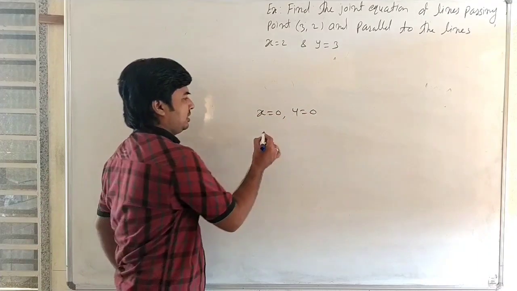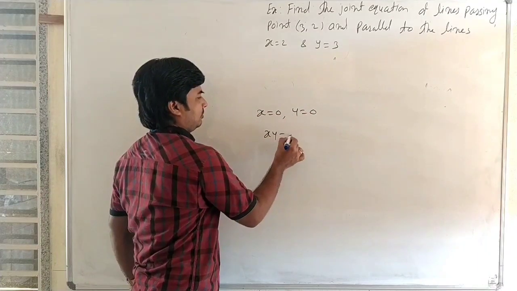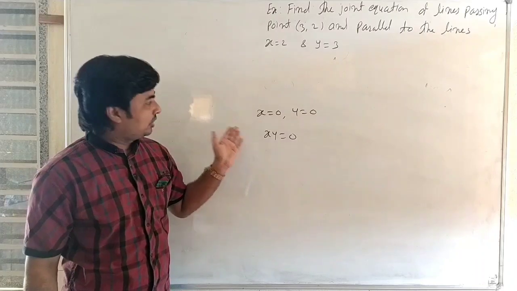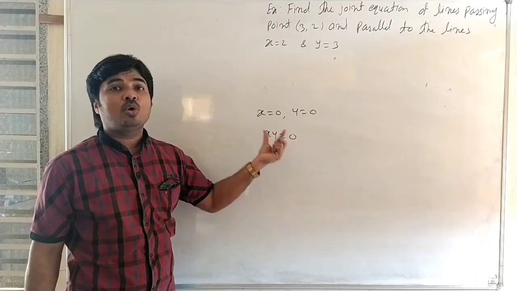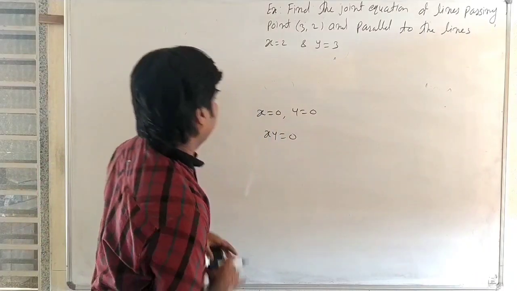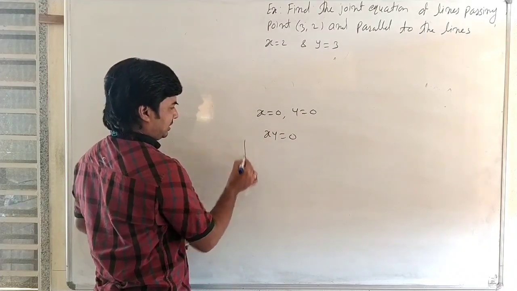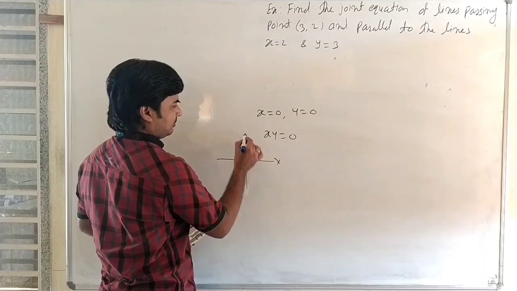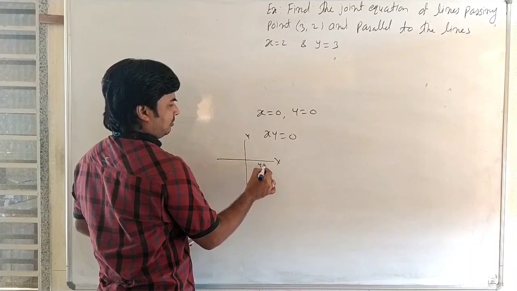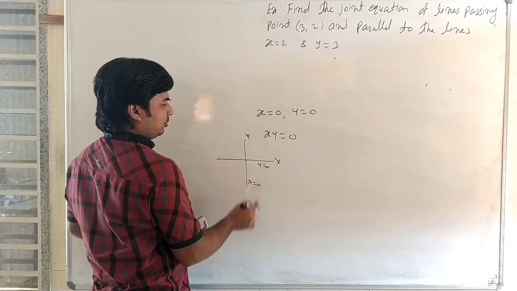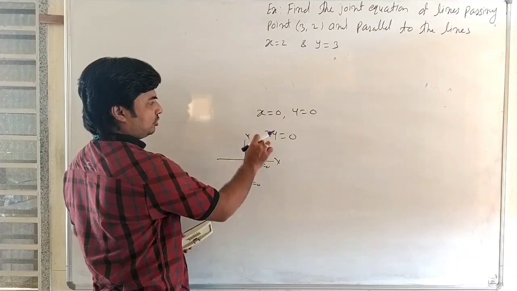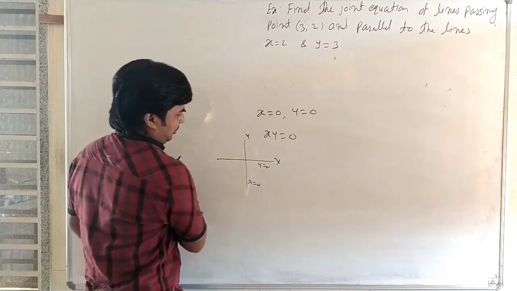Therefore, their joint equation is x into y equal to 0. It is the joint equation of the coordinate axes. Okay, xy is the joint equation of the coordinate axes. Therefore, for the coordinate axes, here it is y equal to 0 and it is x equal to 0. These are the two lines. Therefore, their joint equation is xy equal to 0.